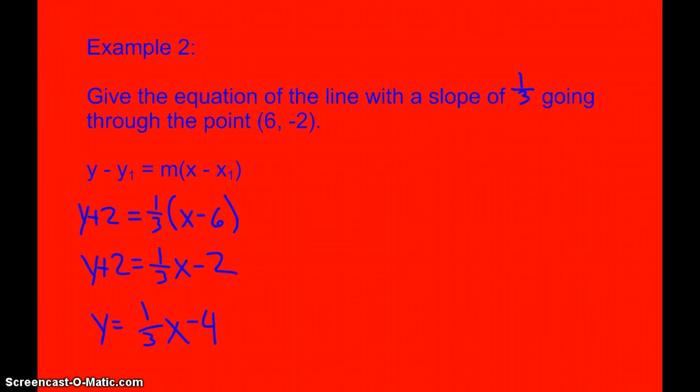We have to minus the 2 over to the other side, giving us our equation y equals 1/3 x minus 4. We're putting our equation into slope-intercept form because we're comfortable with that. We've used that many times, and now we could graph that equation comfortably if we needed to.